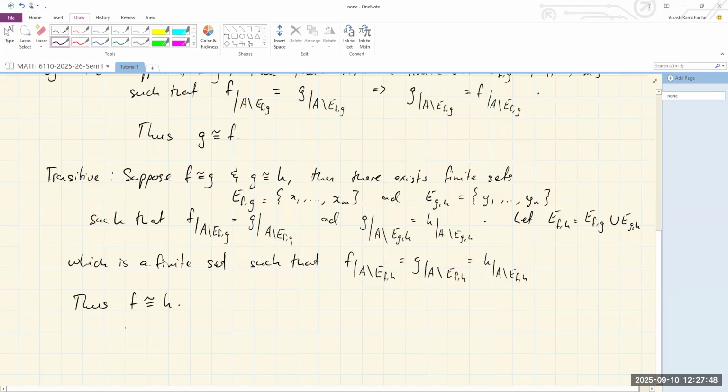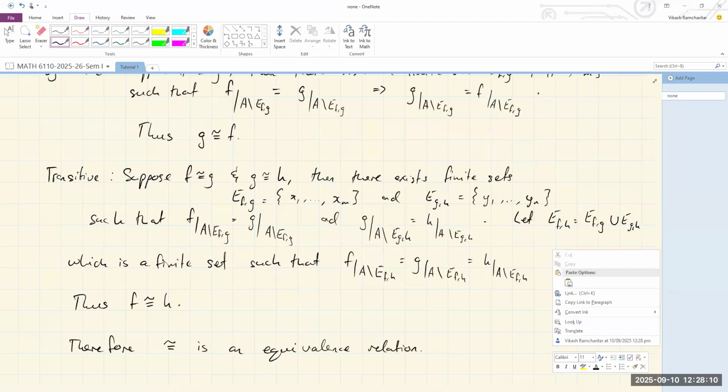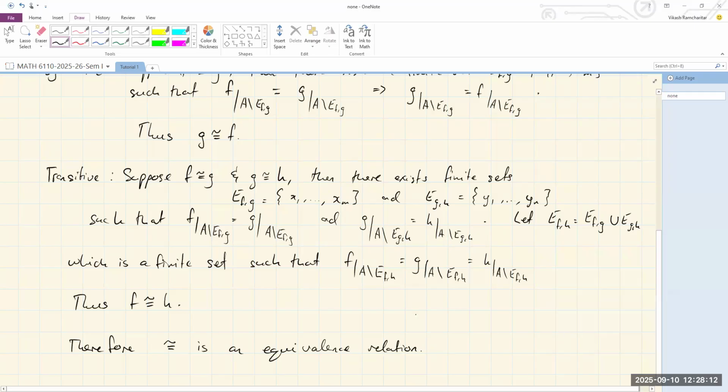So we've shown it's symmetric, reflexive, and transitive. So therefore, this relation is an equivalence relation. So that's that proof.